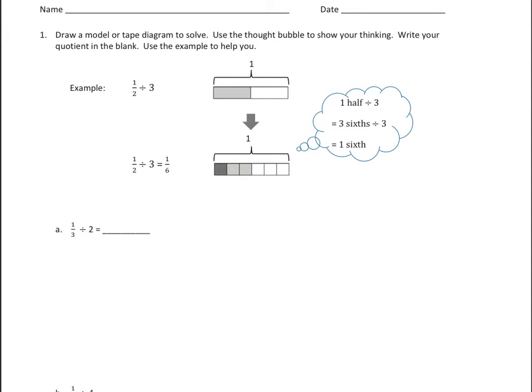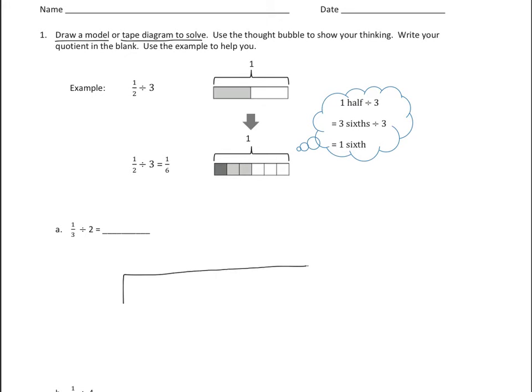All right, let's start with number 1a. The instructions at the top say they want us to draw a model or a tape diagram to solve. We're going to use this thought bubble over here to show our thinking as we walk through the problem, and then we're going to write the quotient, which is the answer to the division problem, in the blank. So we have an example to model our 1a off of. So 1a is they have 1/3.